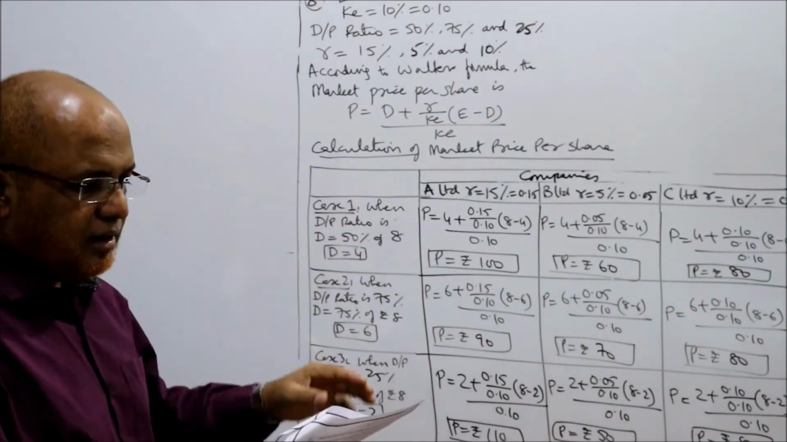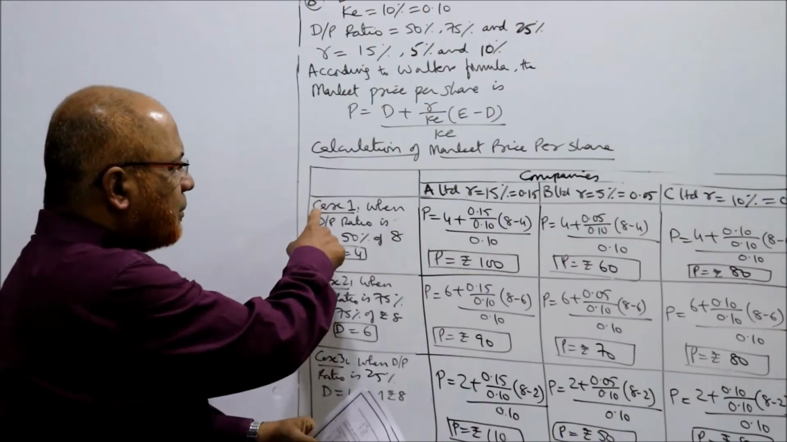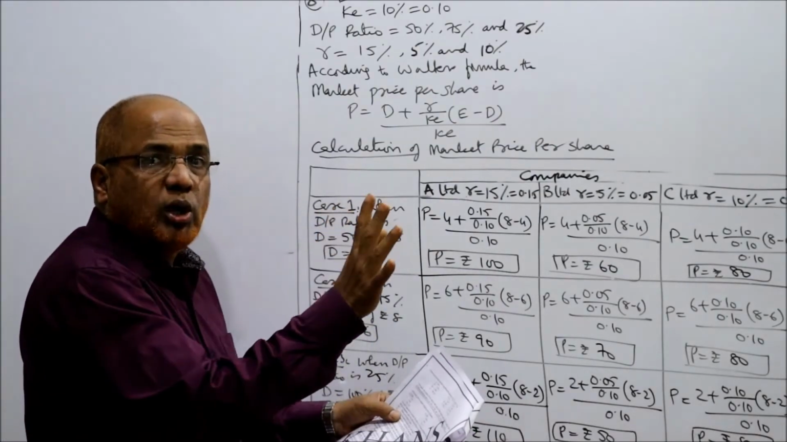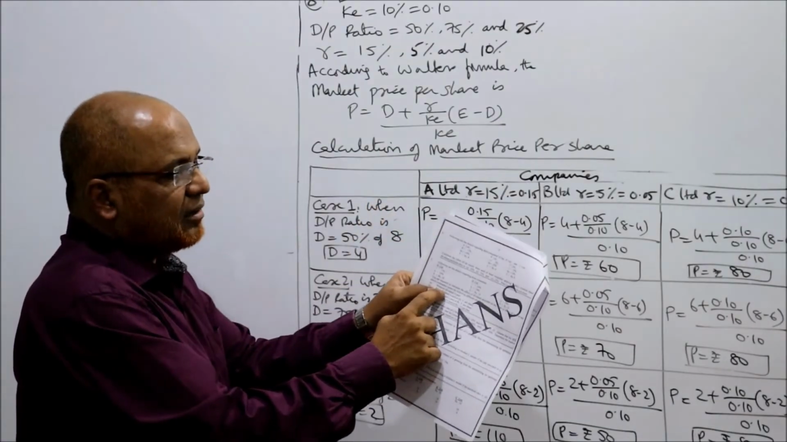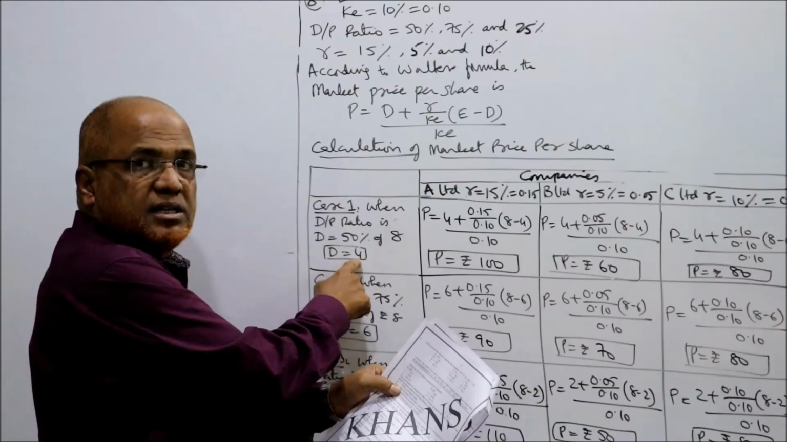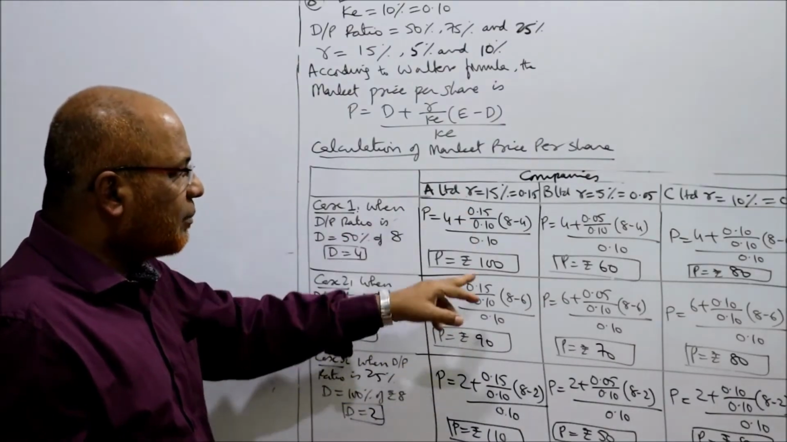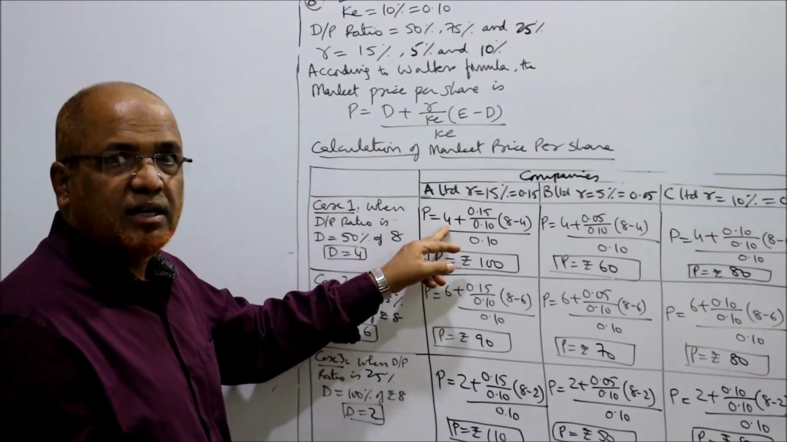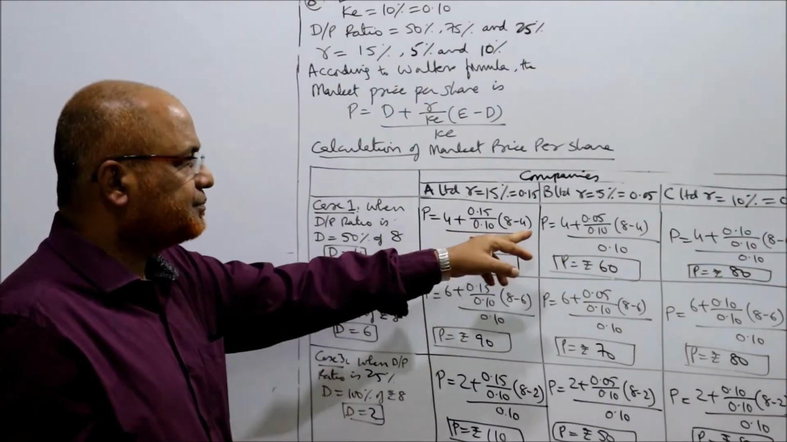Now the cases are: case number 1, no dividend is paid. What are you going to write? No dividend is paid, because it is given here. When no dividend is paid, D is equal to 0. Now in the formula, in place of D we will take 0. In place of D you are going to take 0, right?